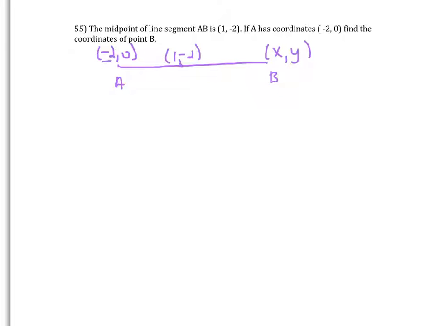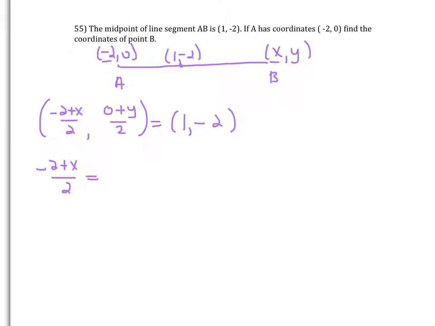So I would take negative 2 plus x divided by 2, and 0 plus y divided by 2. We're going to set this equal to the actual midpoint of 1, negative 2. So that means that you can do negative 2 plus x over 2 and set it equal to 1. And you can do y over 2 and set it equal to negative 2. So basically you're setting up two proportions to solve. So put this in parentheses, put this over 1, cross multiply.